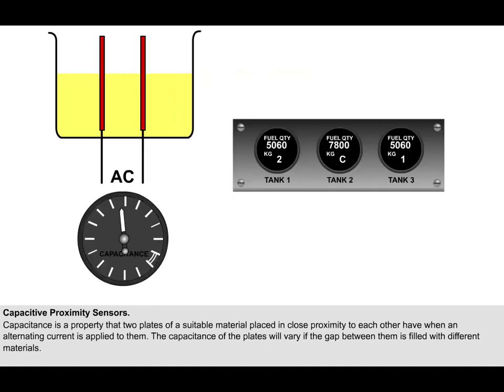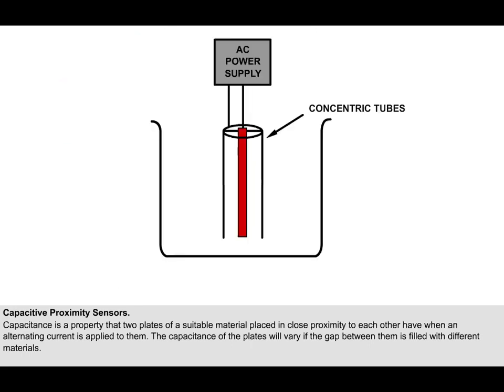Capacitance-type detectors can detect changes in all materials, both solid and liquid. They are widely used in aircraft fuel quantity measuring systems. A typical capacitive fuel measuring device consists of 2 concentric tubes of metal with an AC supply across them, standing upright in the fuel tank.